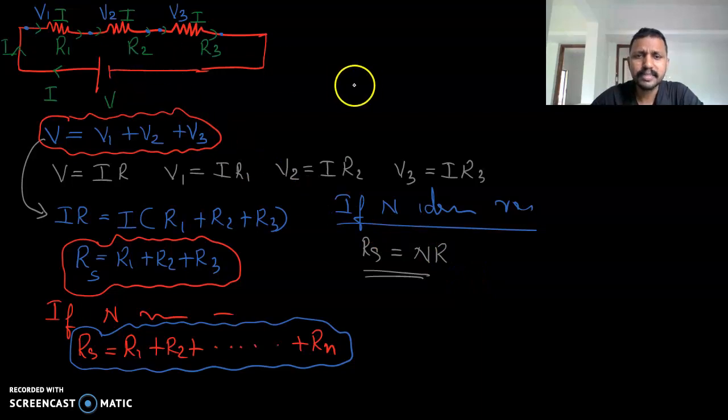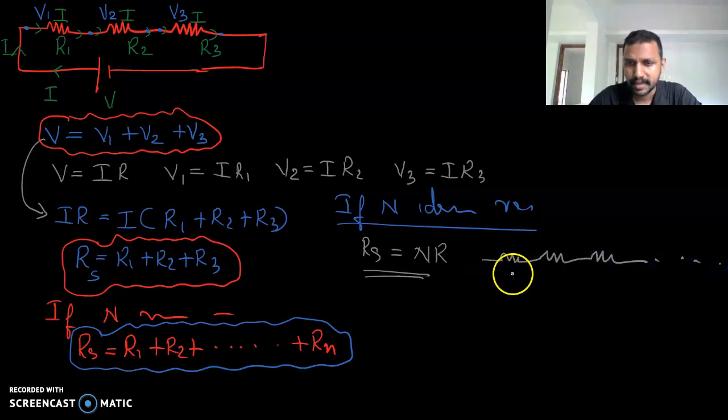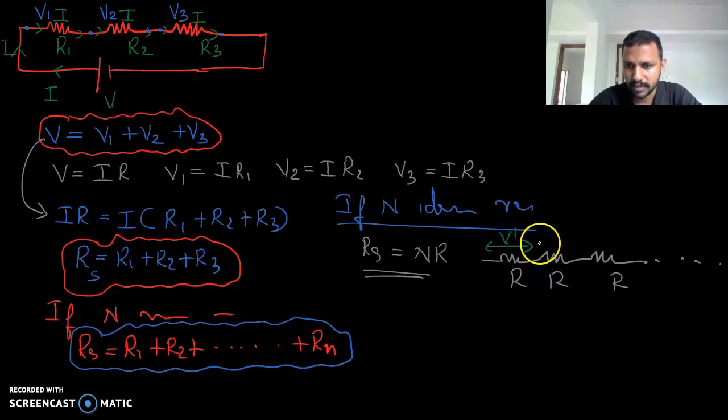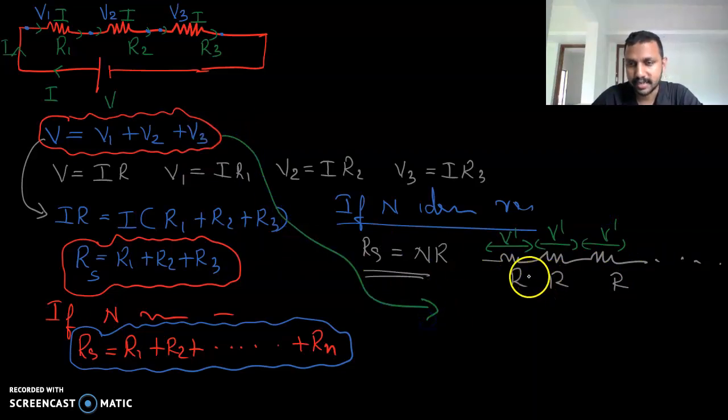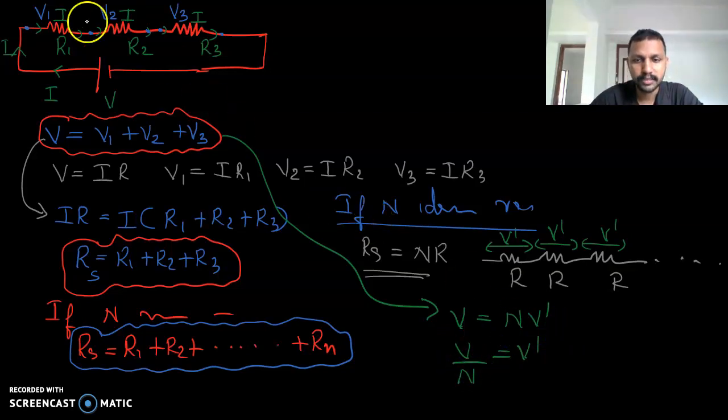Then let's say if there is n identical resistors like this, and each resistor is of R, then let's say the potential difference across each resistor, let me call it V dash. Therefore, the potential difference across the second resistor is also V dash. Then total potential V is equal to n times V dash, and V dash is equal to V by n. What is V dash? V dash is the potential difference across any one resistor. Therefore, this is regarding series combination.